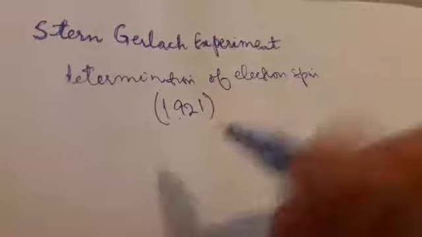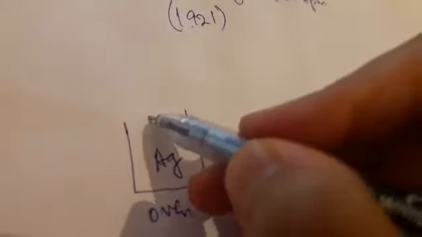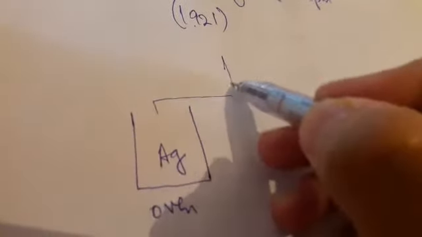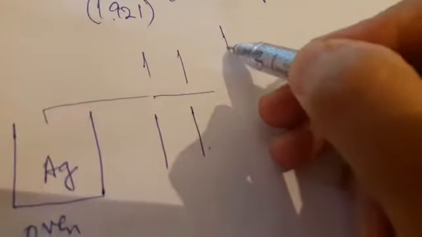The entire experimental arrangement is like this. Silver atoms are heated in an electric oven. So this is an electric oven in which silver atoms are heated. They are melted and they evaporate. After that, they are passed through two slits to collimate the silver beam. Once this happens, the silver beam is subjected to a non-uniform magnetic field.